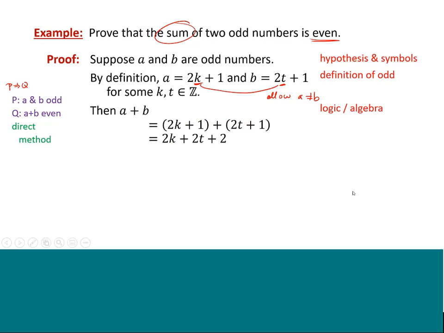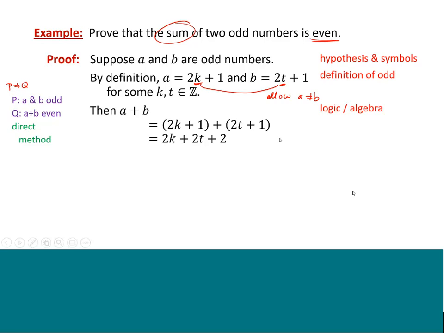And we wanted to get that the sum was even. What do you think? Does that thing look like it should be even, that 2k plus 2t plus 2? And you could have used different letters than k or t. They just had to be different. So what do you guys think? Does that look like it might be even? So right now, it looks like it's relatively believable that this thing might be even.